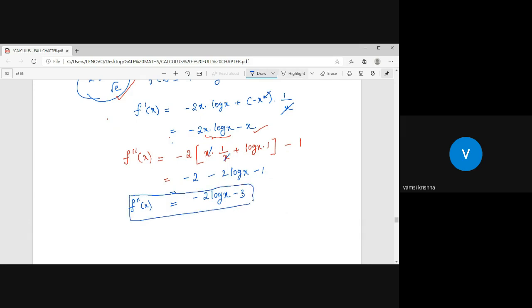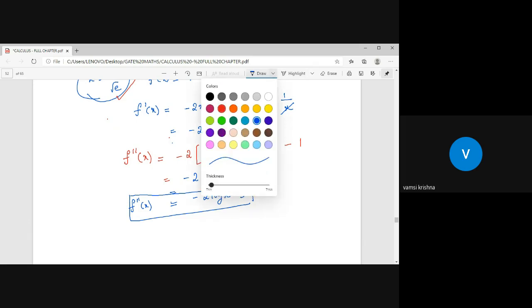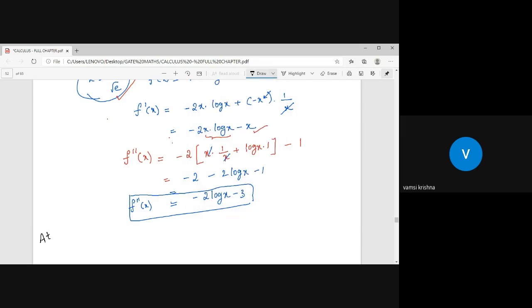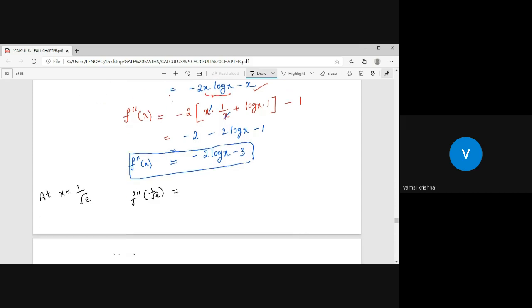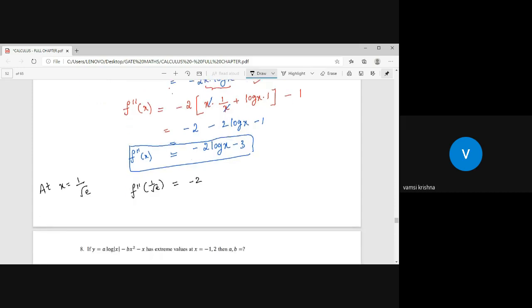This is f double dash of x. The question is at x is equal to 1 by root e. Let us substitute this. Now f double dash of, in place of x, let us substitute 1 by root e: minus 2 into logarithm of 1 by root e.